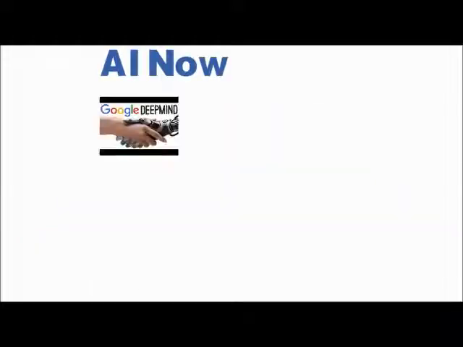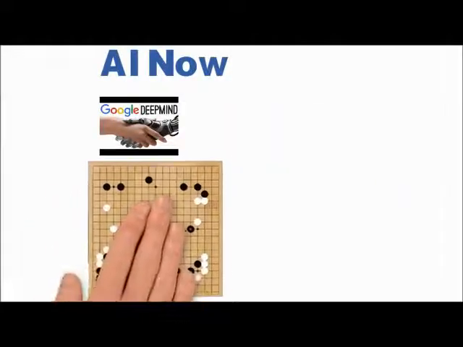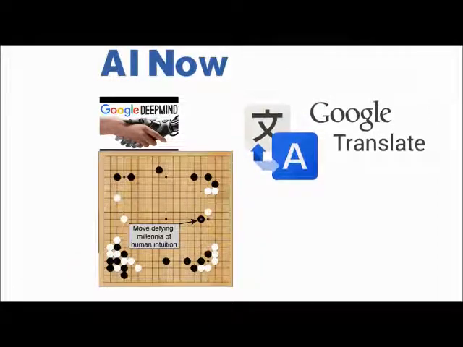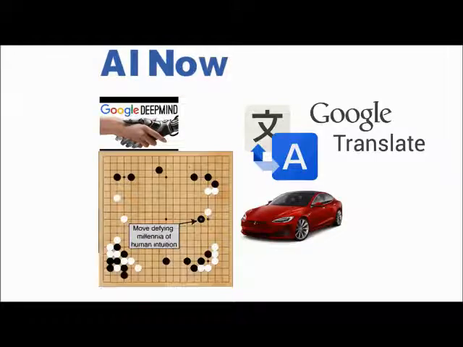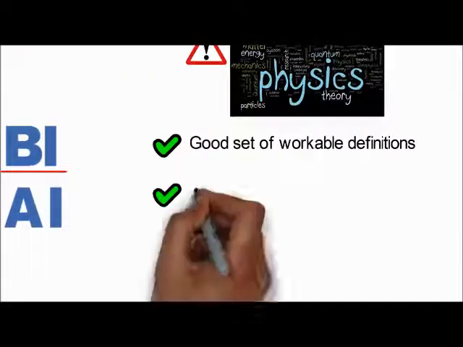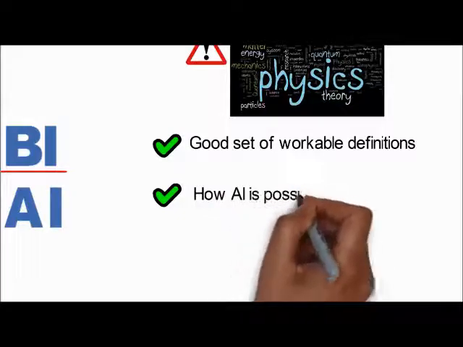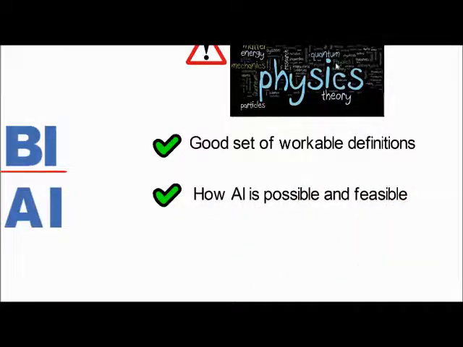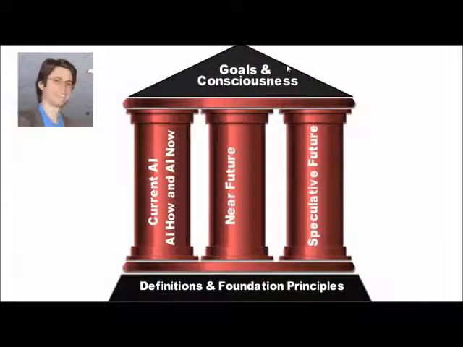It's not all good. And then he jumps into what AI looks like now. He gets into DeepMind and its ability to win at Go and some of the things it did. He gets into Google Translate and cars that drive by themselves. So I think he did a good job of talking about how AI is feasible and possible.